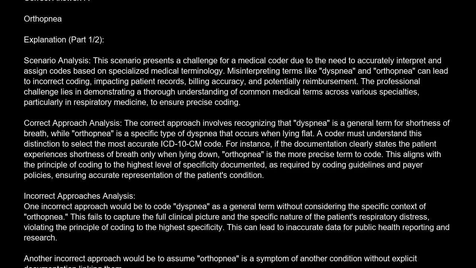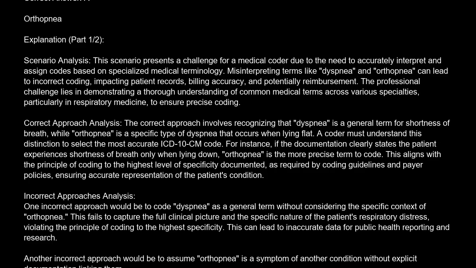Correct approach analysis. The correct approach involves recognizing that dyspnea is a general term for shortness of breath, while orthopnea is a specific type of dyspnea that occurs when lying flat. A coder must understand this distinction to select the most accurate ICD-10-CM code. For instance, if the documentation clearly states the patient experiences shortness of breath only when lying down, orthopnea is the more precise term to code. This aligns with the principle of coding to the highest level of specificity documented, as required by coding guidelines and payer policies, ensuring accurate representation of the patient's condition.